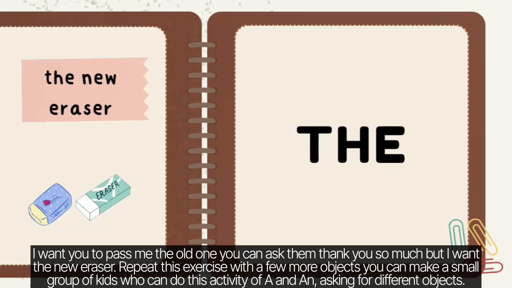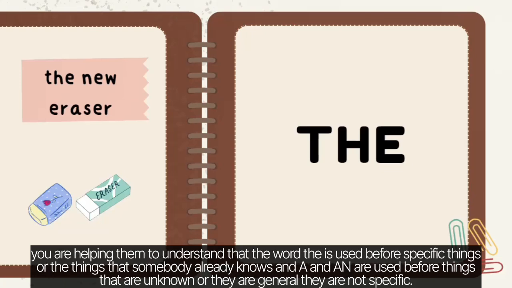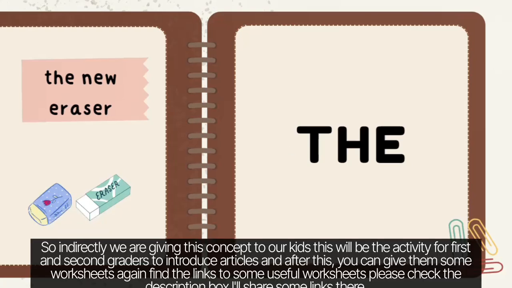You can make small groups of kids who can do this activity of A and then the and asking for different objects. This is how you are helping them to understand that the word the is used before specific things or the things that somebody already knows, and A and N are used before things that are unknown or they are general, they are not specific, right? So indirectly we are giving this concept to our kids.